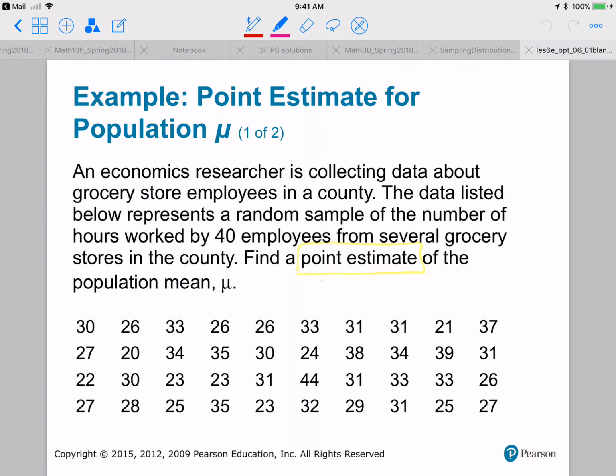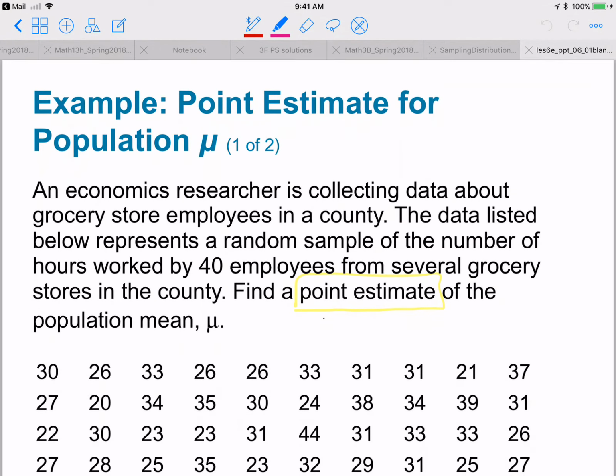So let's do this example here. In this example, we're supposed to find a point estimate of the population mean, and the population here is, what is our population? Let's actually write this down. So reading this, what is the population? The population is all number of hours worked by all grocery store employees in a county.